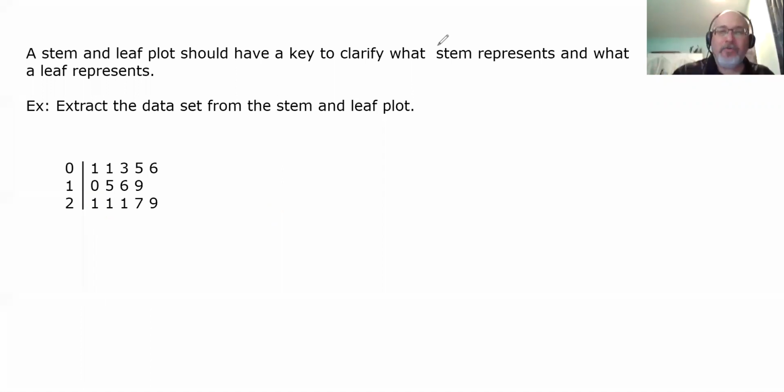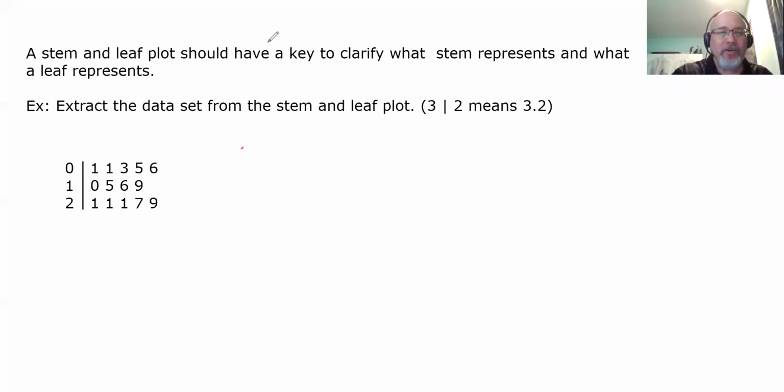What if I told you that the key is 3 as a stem and 2 as a leaf means the number 3.2? These weren't two-digit numbers. These were numbers with 1 decimal place. Without the key, there's really no way to know that. So it's kind of important to have a key, especially if you already have a stem and leaf display and you expect somebody to know what the data set originally was. But let's extract the data from this data set.